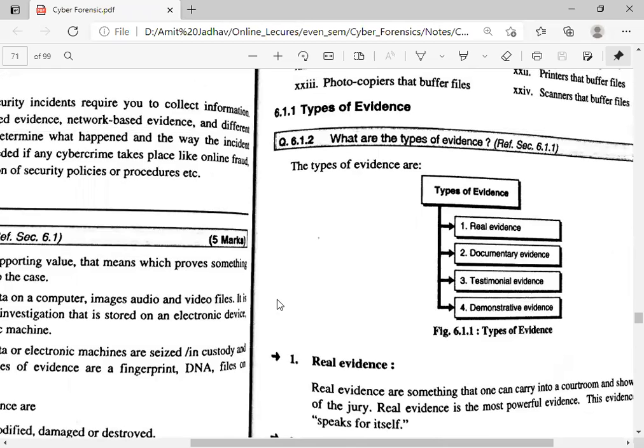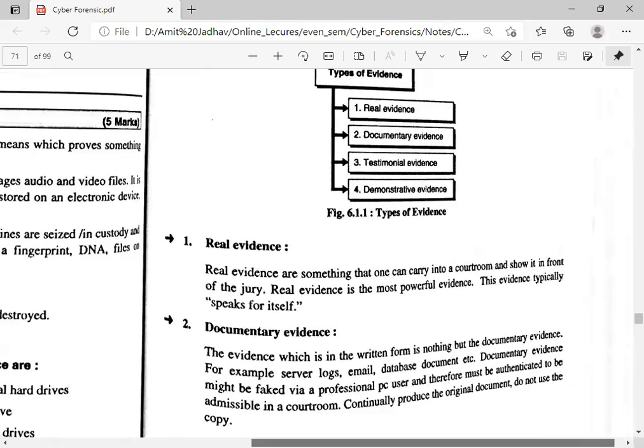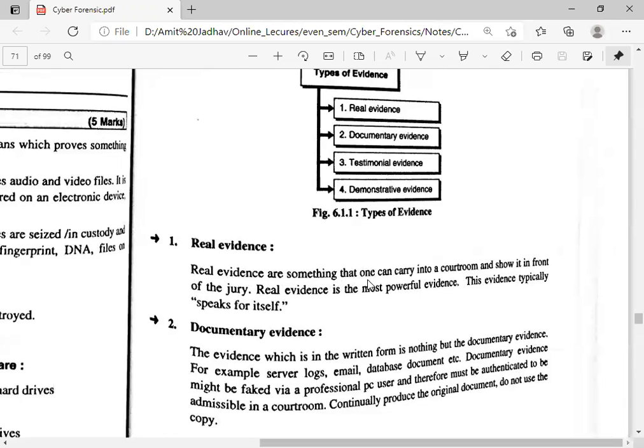Then the types of evidence. There are different types of evidence. The first is real evidence, then documentary evidence, testimonial evidence, and demonstrative evidence. The first one is real evidence. Real evidence is something that one carries into the courtroom and shows in front of the jury. Real evidence is the most powerful evidence. The evidence typically speaks for itself.